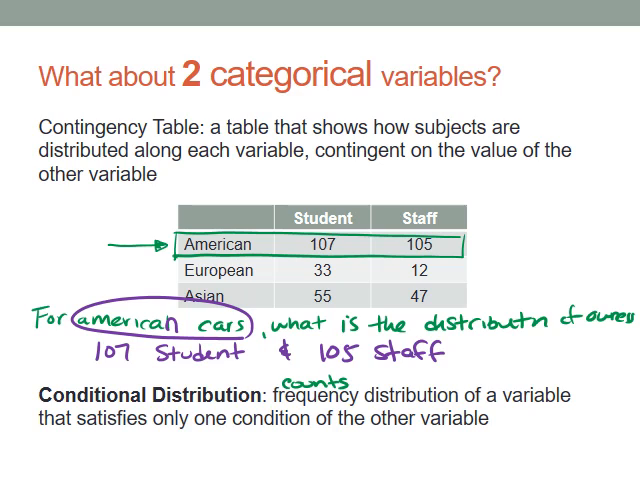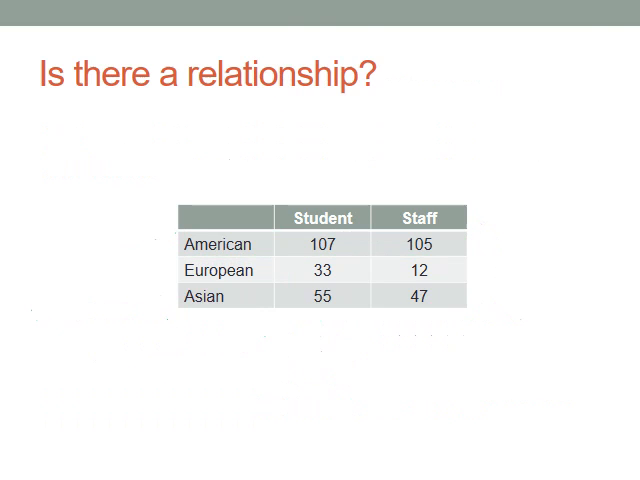Okay, so conditional distributions are within your table. Marginal distributions are in the margins, the totals outside your table. So one natural question that might arise from this type of table is whether there's some kind of relationship between the owner and the origin of these cars. So are students and staff following a different pattern from each other as far as the types of cars that they own? So one way to do that is to explore the relative conditional and marginal distributions.